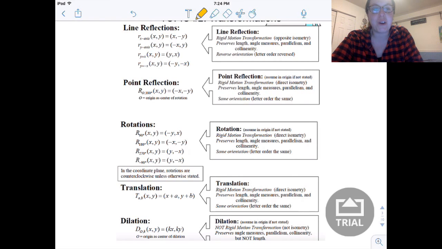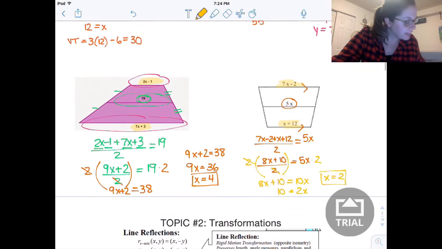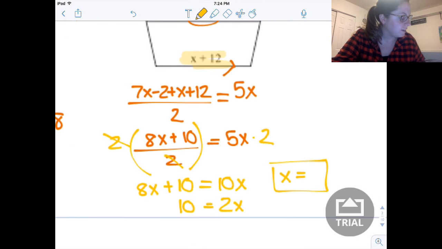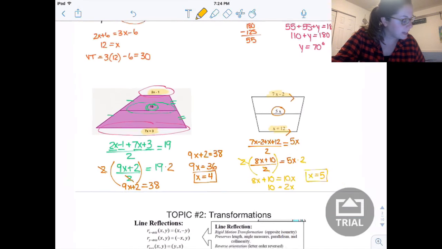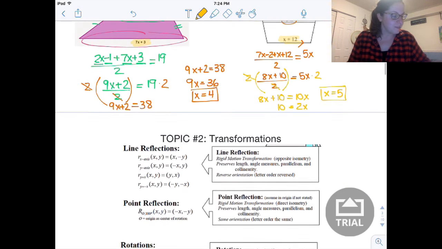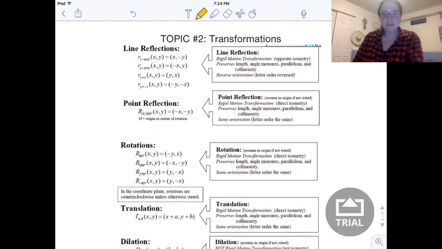And I have a message from Katie. What did Katie say? Katie said, wouldn't the last one be x equals 5? Katie, it totally would. Sometimes when it's late at night on a Sunday, you just forget how to divide. So you are totally right. Thank you for fixing that for me. Perfect. Good. Okay. Any other questions on that?